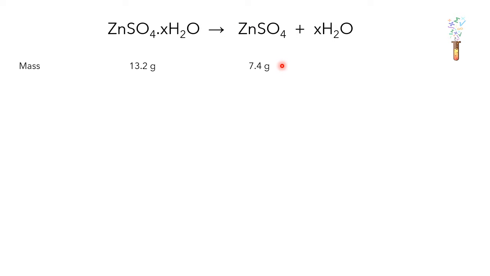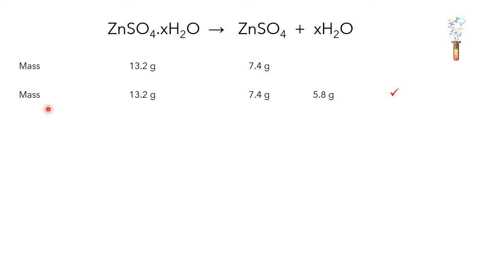So what do we do next? Well, the next thing I would do is work out how much water there must have been by the conservation of mass. So if we subtract 7.4 from 13.2, we should be able to find out the amount of water. We get 5.8 grams. So if you manage to calculate 5.8 grams, you would score a mark for this calculation.